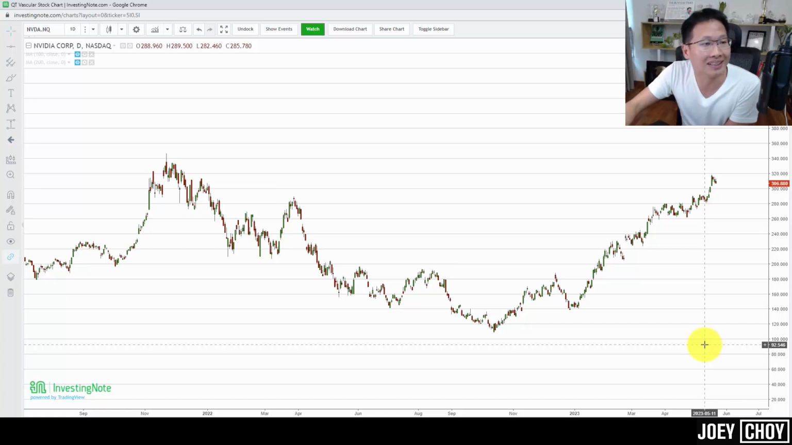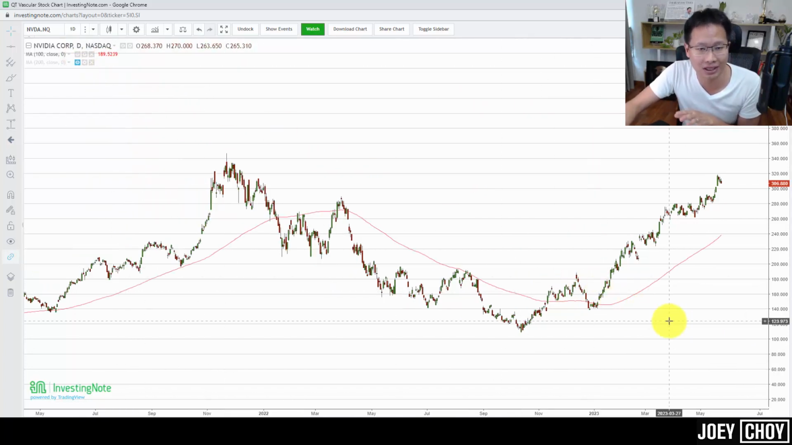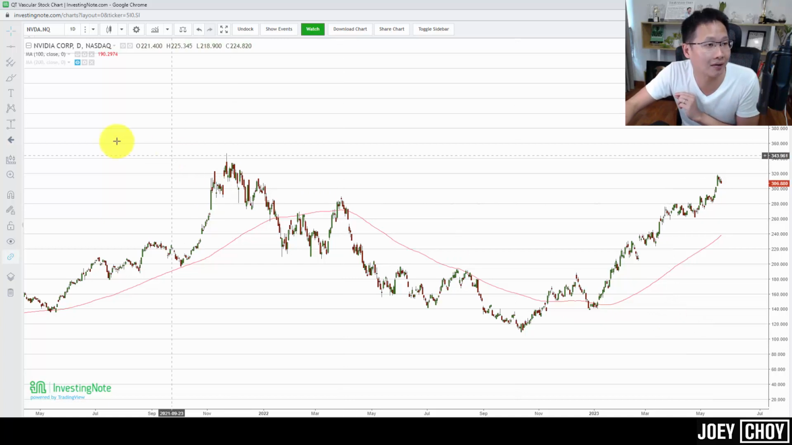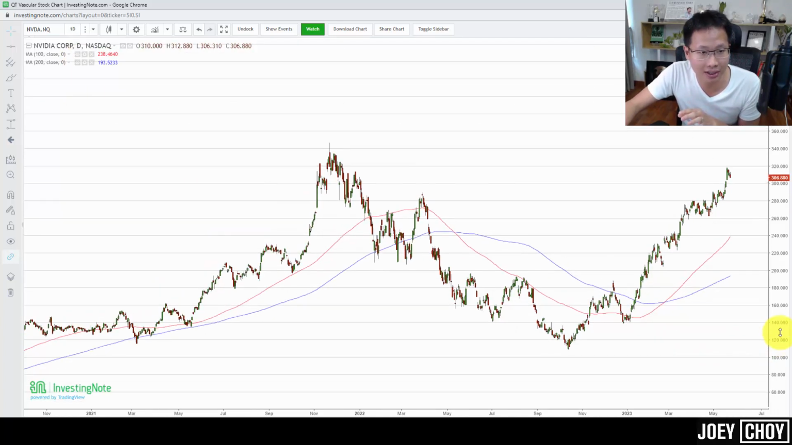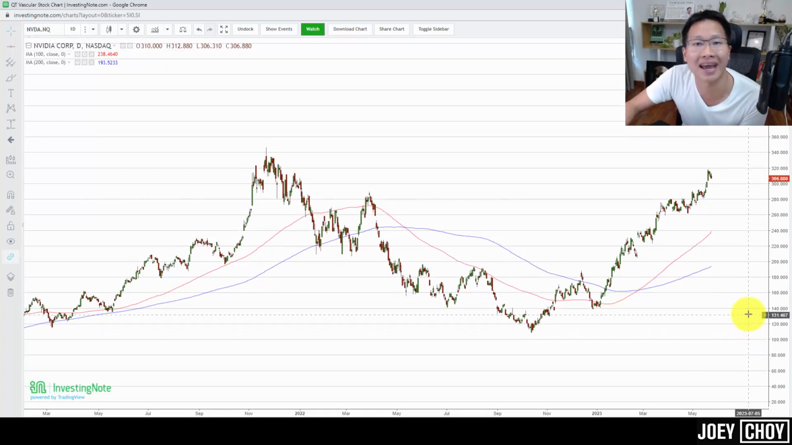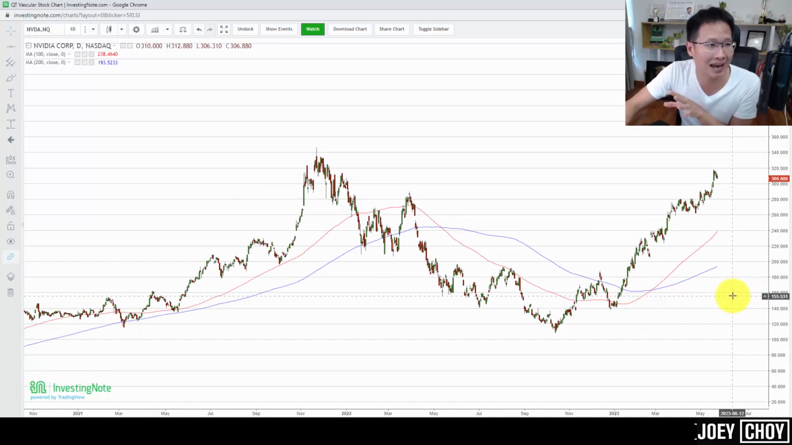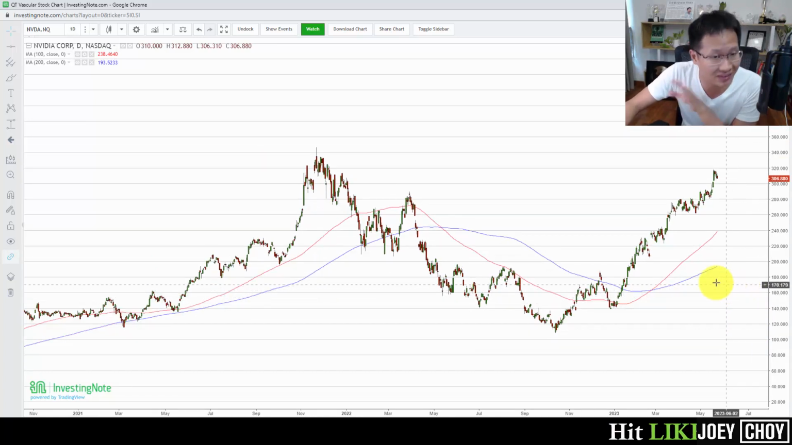So let's pull out the moving averages. You can pull out the 100 days moving average line right here, the red line. For my 100 days, I normally use red to keep it consistent. Of course, we can pull out the 200 days moving average right over here. You can see, just by looking at the moving averages, the crossover and whether they are pointing up or down.